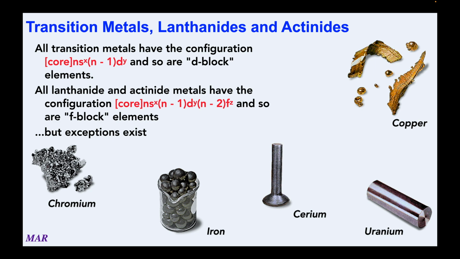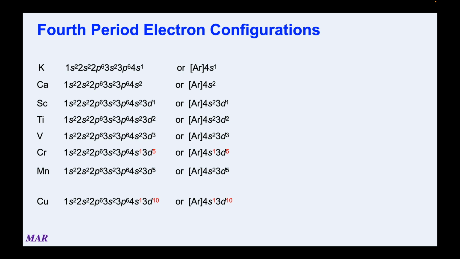Likewise, lanthanides and actinides have some kind of core, ns x electrons, (n-1)d y, so some d electrons, and (n-2)f z orbitals, all right, but with exceptions. So again, transition metals, the middle group there, chromium, iron, copper, very, very common. Lanthanides and actinides can be things like uranium and cerium, plutonium. So these are things that we definitely know about and hear about, and it would be cool to talk about their electron configurations. So these are just some examples of how this works.